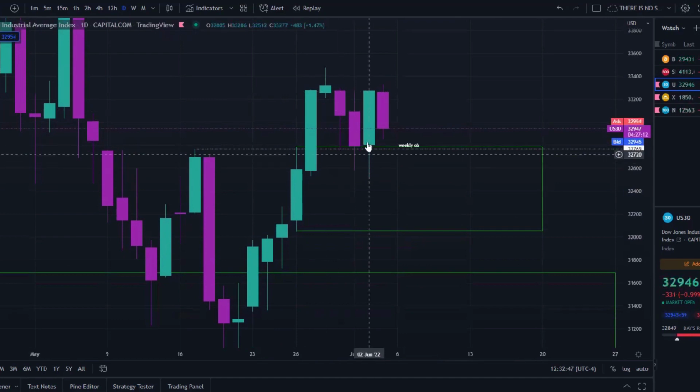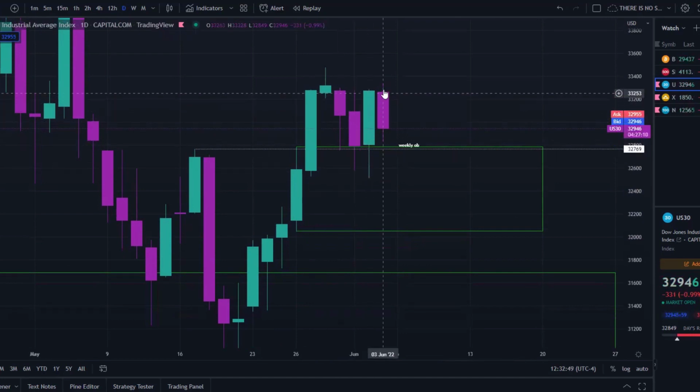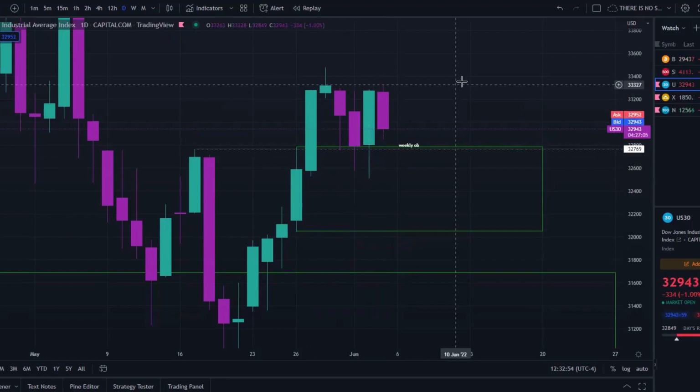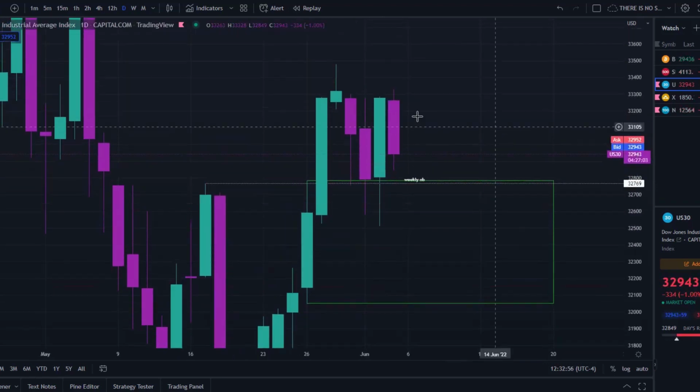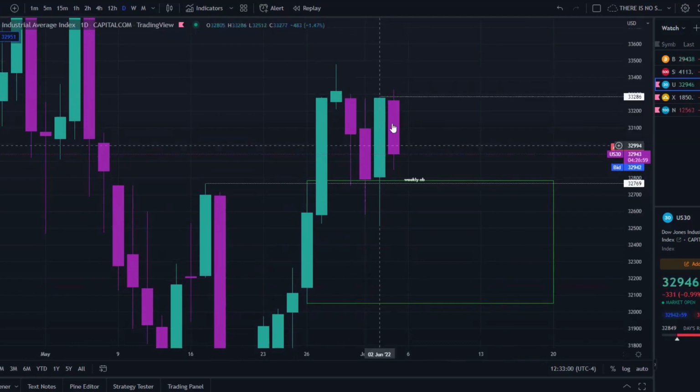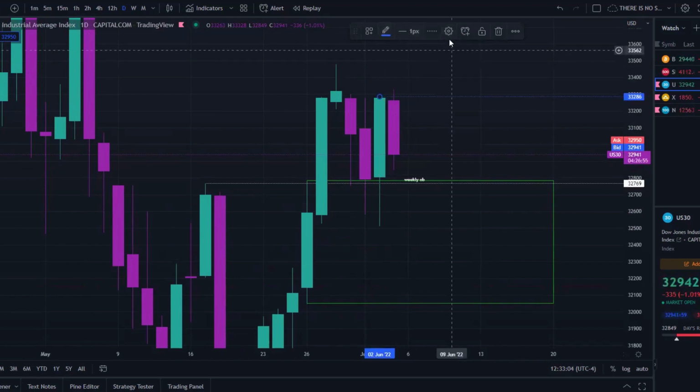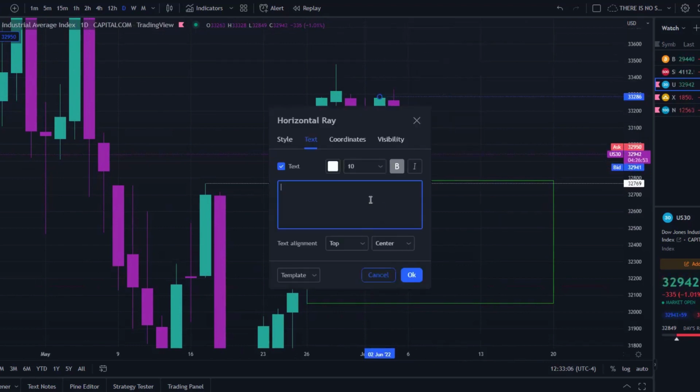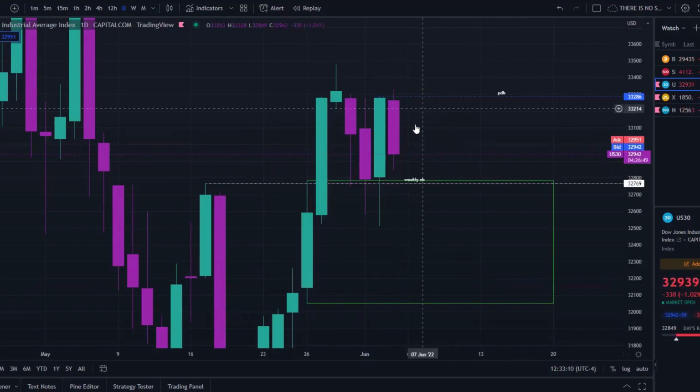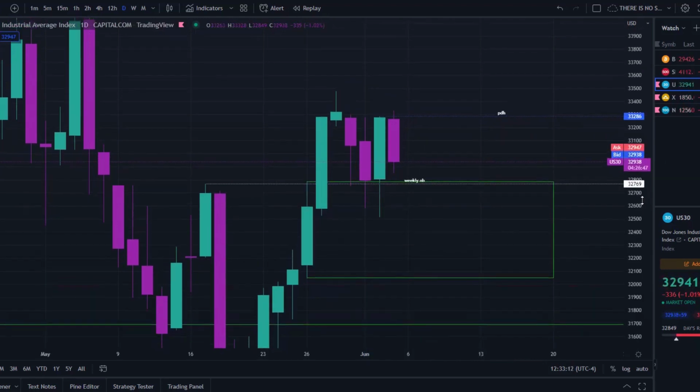Price taps into it, pushes up. We have this closing of this candle here. This was the previous day's high. Price comes up and takes out the previous day's high. I'm gonna change that color there. So price comes up, takes out that previous day's high.